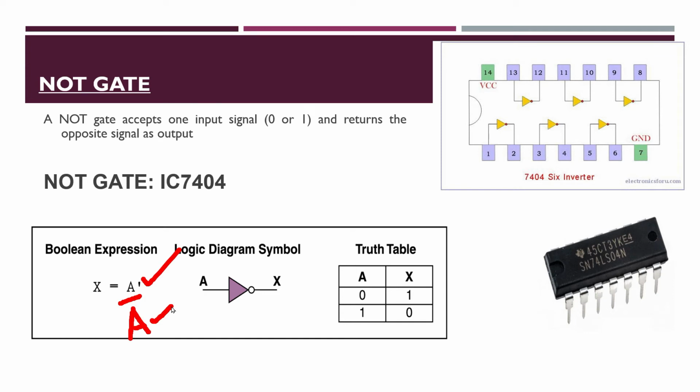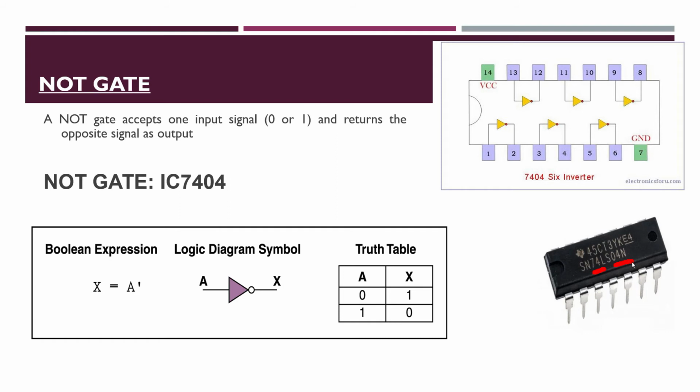So when you are giving the input as 1, the output is going to be 0, and when the input is equal to 0, the output is going to be 1. So 7404 is the IC number for the NOT gate. So 74, you can see 7404.